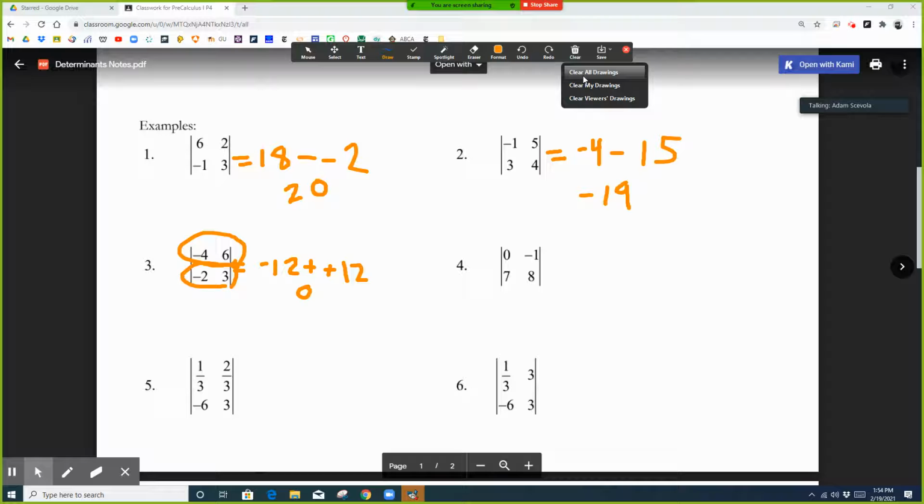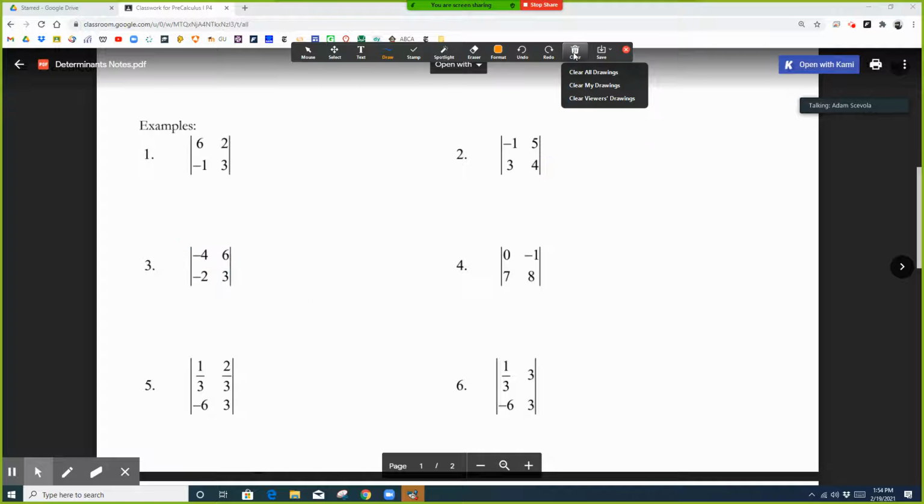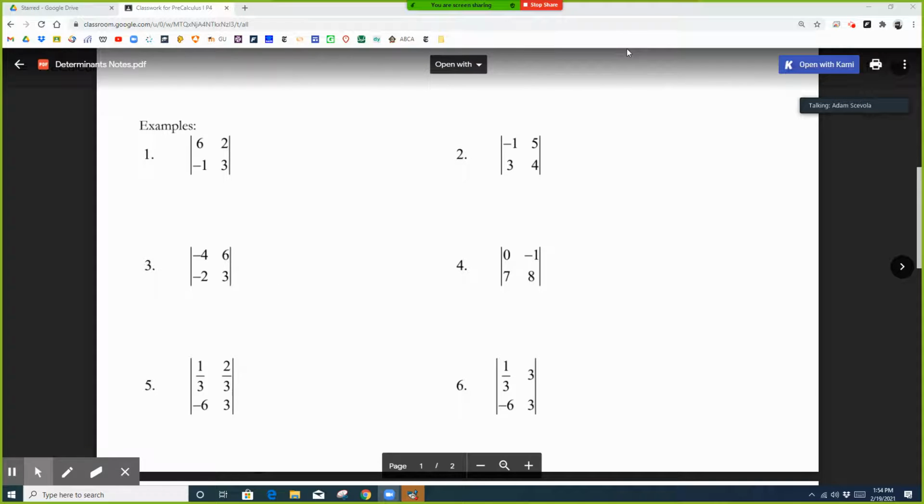And then while you're doing that, I'm going to get the calculator ready and show you how to do these on the calculator. So after you do 4, 5, and 6, I'll give you a minute here, then we'll check our work with the calculator. So try 4, 5, and 6 right now.